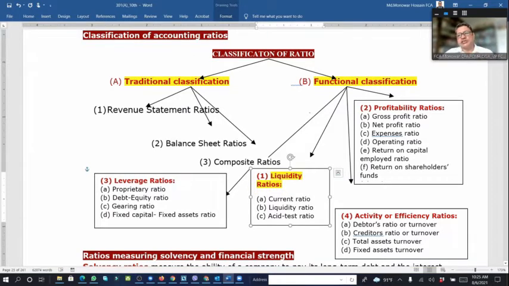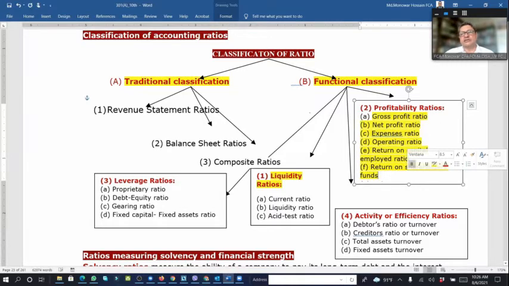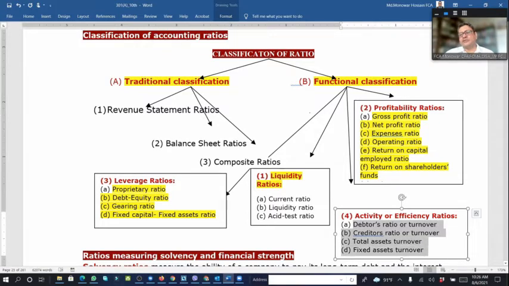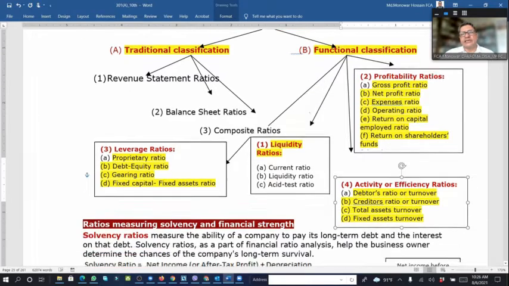We have current ratio, liquidity ratio, acid test ratio, etc. And profitability ratio, there are different types of profitability: gross profit ratio, net profit ratio, expense ratio, operating ratio, return on capital employed ratio, return on shareholders' fund, etc. And in the same way leverage ratio, priority ratio, debt equity ratio, gearing ratio, fixed asset ratio, etc. And activity ratio, that means debtors turnover, creditors turnover, asset turnover, fixed asset turnover, etc. That type of ratio we are using.